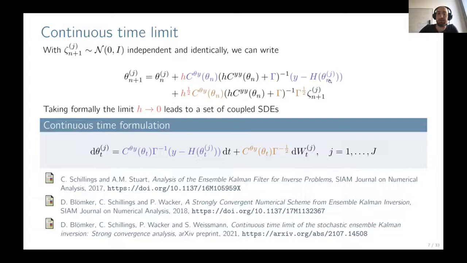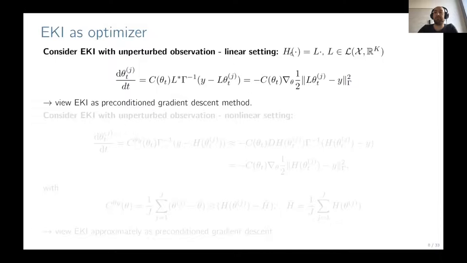Okay, but why do we want to apply this as an optimization method? Well, first of all, let's assume that our forward model is linear. So this h can be represented as a linear operator between our parameter space and the observation space. Then the mixed covariance matrix can be written as the sample covariance in the parameter space and the adjoint operator of the forward model. And in particular, this is exactly here then, together with this data misfit, the gradient of the least squares function. So in the linear setting, we have that the drift term is exactly a preconditioned gradient flow, where the preconditioner is now given by the sample covariance matrix.